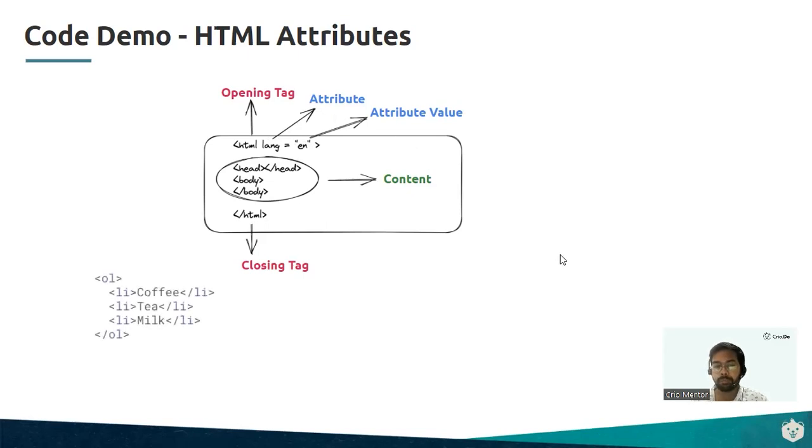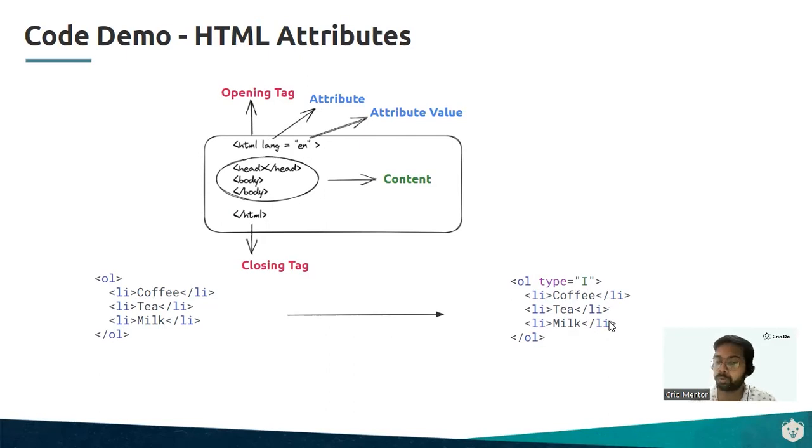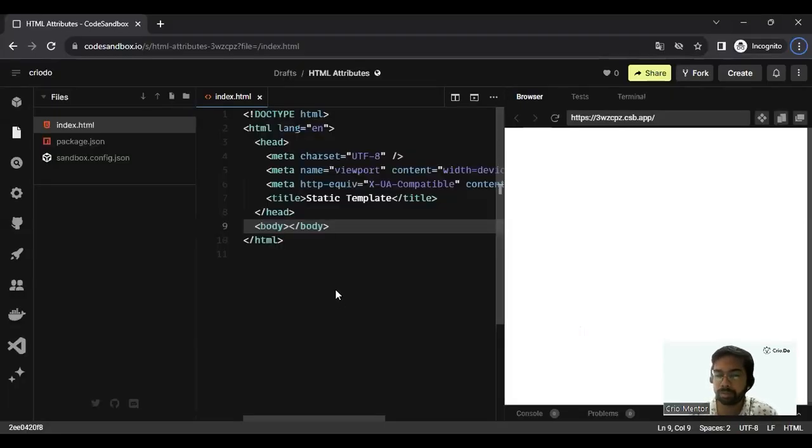So if we see for this ordered list, when we were trying to print it, it was coming as 1 coffee, 2 tea, and then 3 milk. If I don't want a numbering system and instead I want some other kind of a system, I can say something like this. I can pass type equals to capital I. Now this will change it to the Roman numbering system. Let us try to see the same on Code Sandbox. So let us visit Code Sandbox and try to implement something similar.